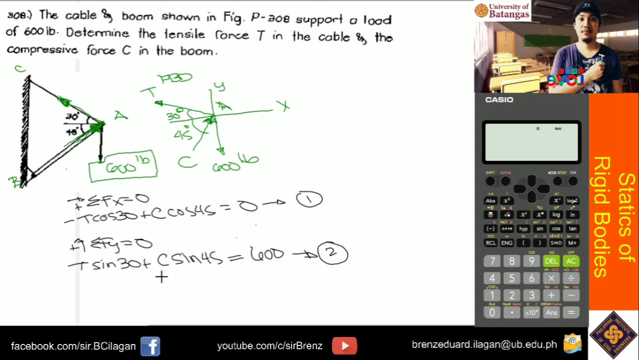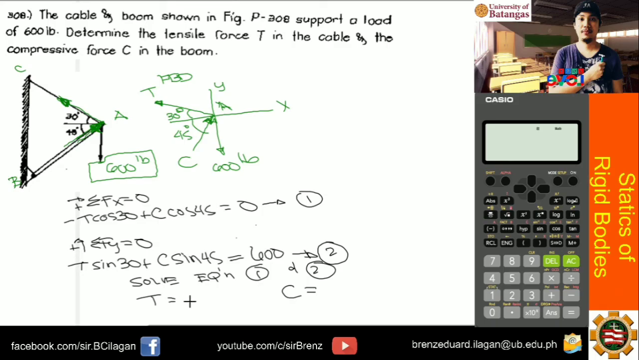So again, by solving these two equations, so solve equation 1 and 2, we will have the value for T and the compression in the boom. So gamitin lang natin yung calc natin. Again, that is mode 5A. And then simultaneous equation, number of unknowns 2. Input mo lang, negative cosine 30, cosine 45, 0. Then sine 30, sine 45, 600.